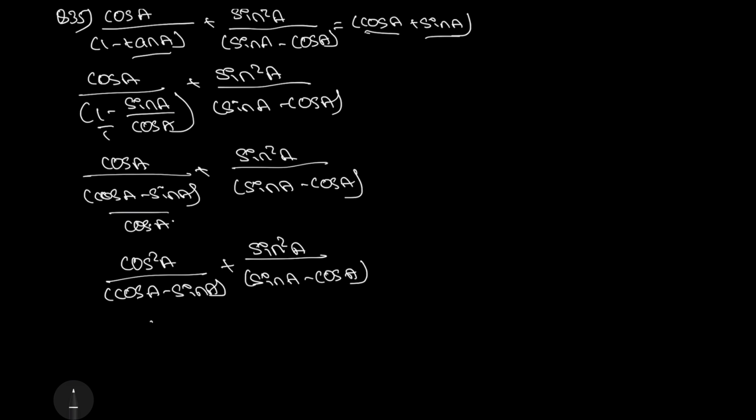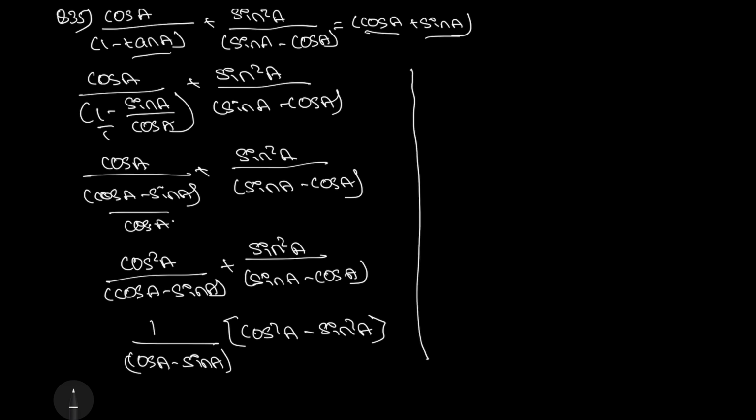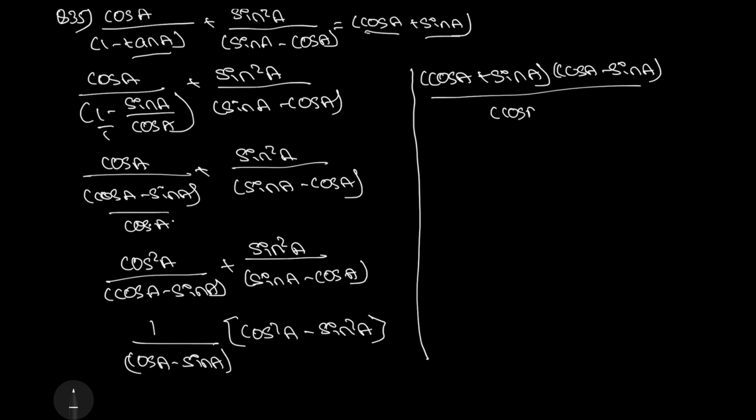So as of now I will take out cos a minus sin a as a common term. We will get it as cos square a minus sin square a, and here it is in the form of a square minus b square. Expand that into a plus b into a minus b. We will get cos a plus sin a into cos a minus sin a, and the denominator remains the same, which is cos a minus sin a. So here we can cancel out these two terms. Our remaining answer will be cos a plus sin a.